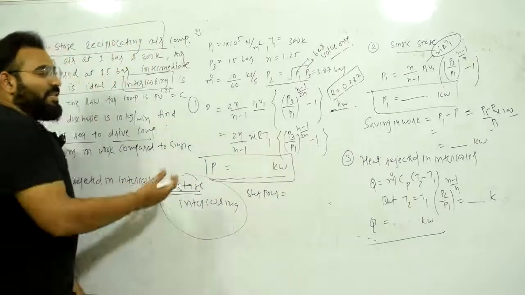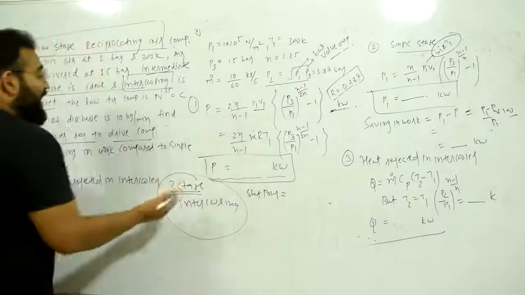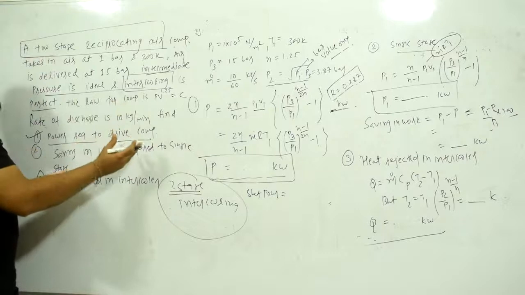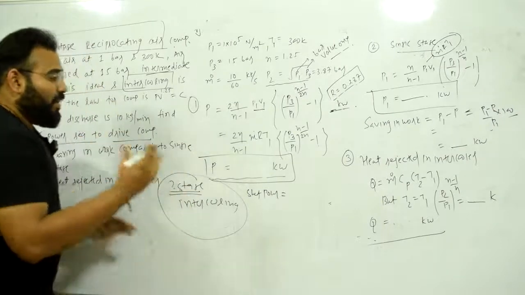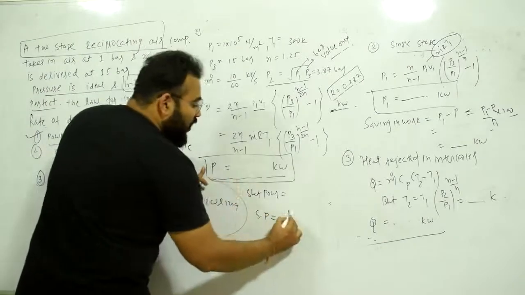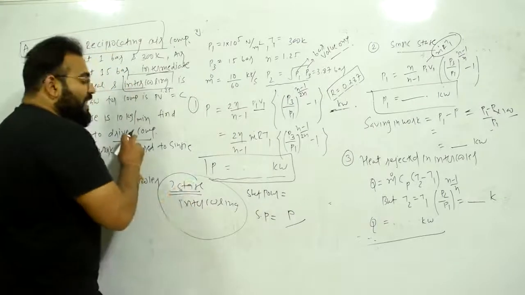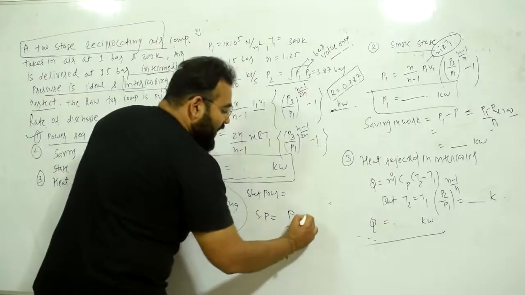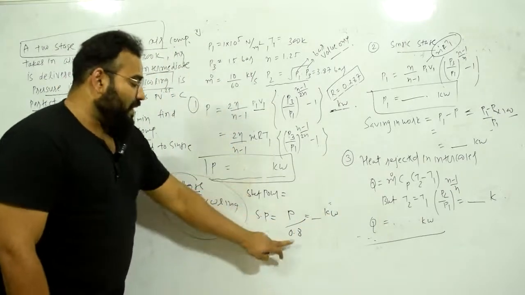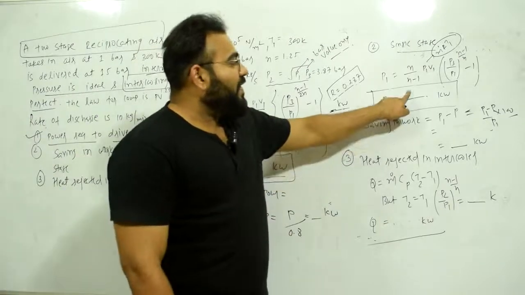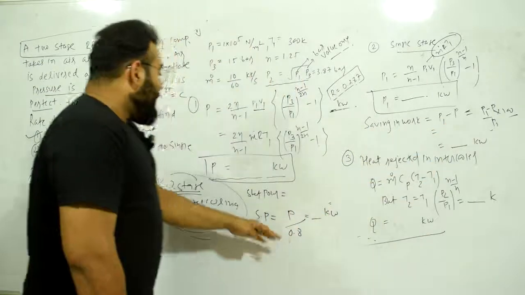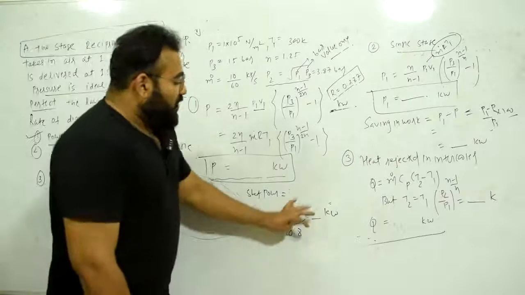Sometimes in an example they will write mechanical efficiency. Let's say they write the mechanical efficiency is 80%, then find out the shaft power. How can you find the shaft power? Shaft power is equal to whatever power you have got over here divided by mechanical efficiency. So if mechanical efficiency is 80%, you have to divide by 0.8. That is the shaft power in kilowatt. In the same way, for two stage you have power divided by 0.8, and for single stage also power divided by 0.8, and then you can find out the saving in terms of shaft power. So sometimes efficiency is given, and you have to find the shaft power.